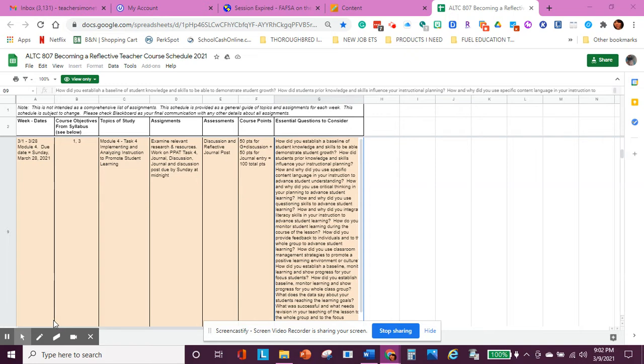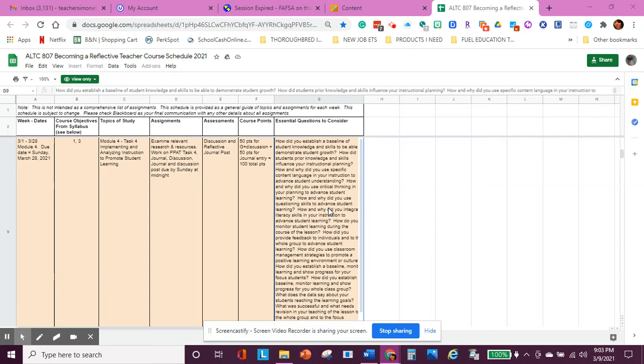Let's see. How and why did you use specific content language in your instruction to advance student understanding? So if some of you are using the standards, the language of the standard to teach your students, why? Why are you allowing students to see standards on a daily basis and understand what a standard is? It doesn't necessarily have to be that you're allowing them to see the standard, but I think that's content language enough as an example.